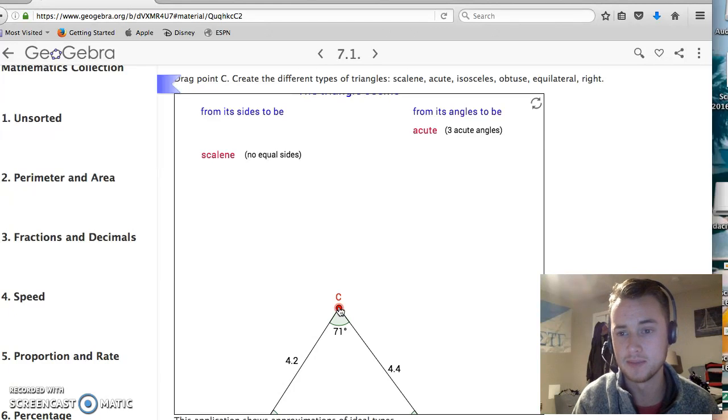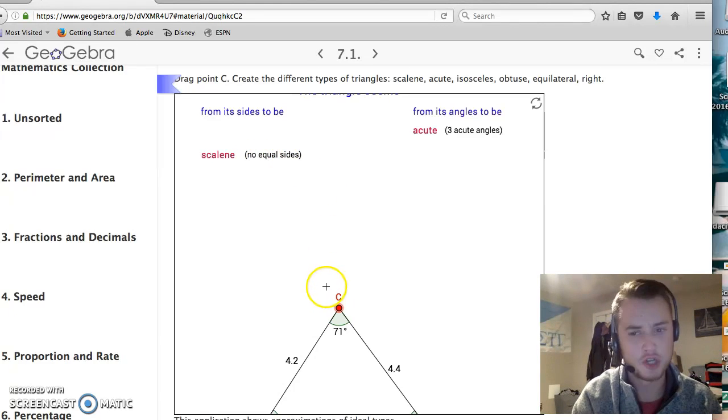So Mr. May has his up here. He has his acute scalene triangle. So remember, acute, small, right? Cute, small. Think of it as a cute little puppy, small, okay? And scalene, no equal sides.